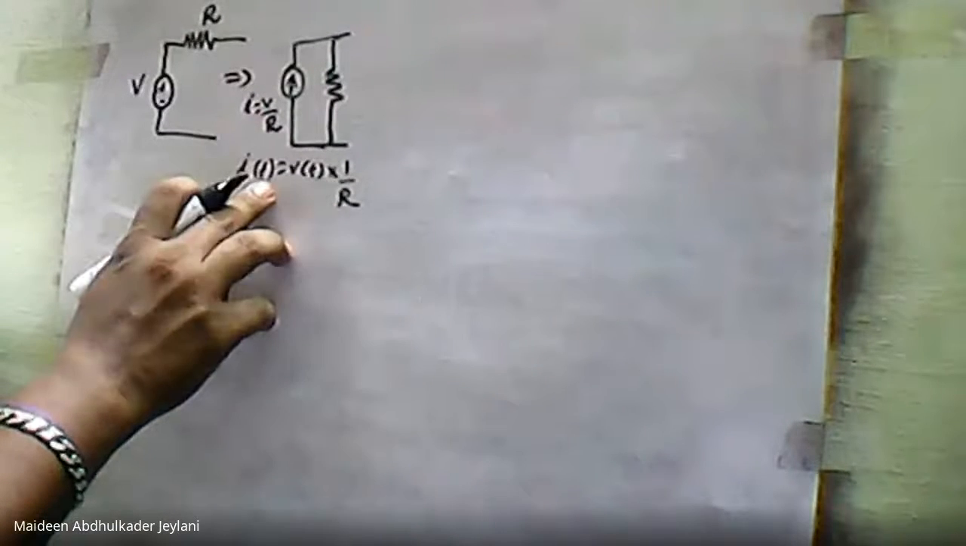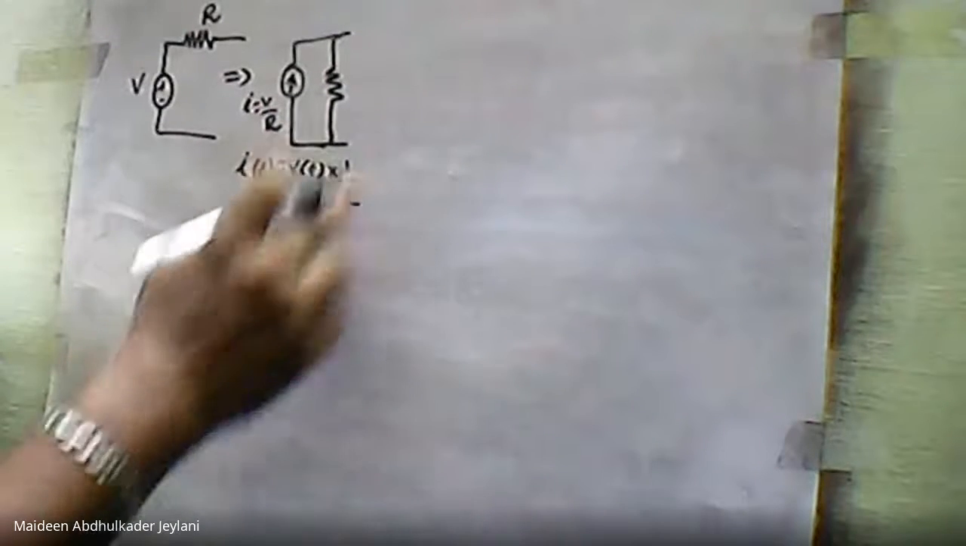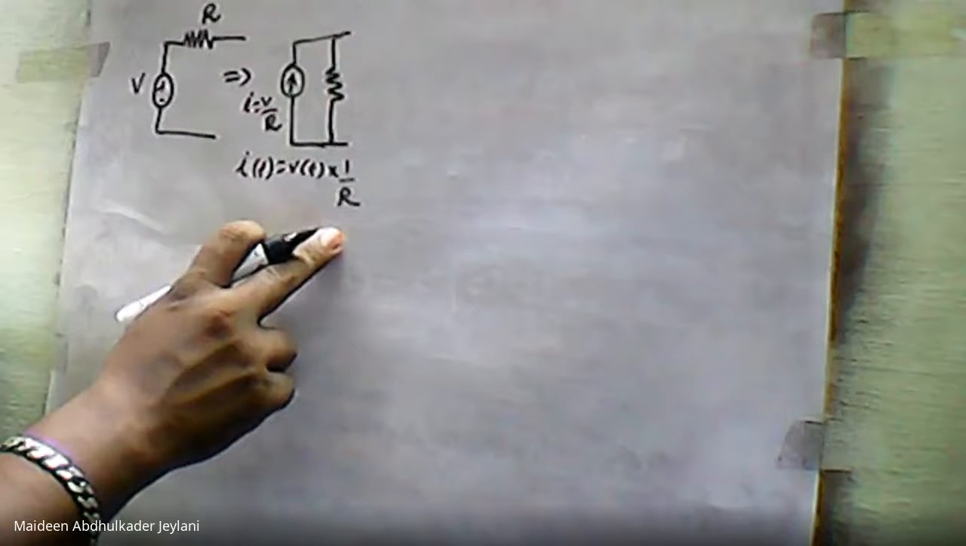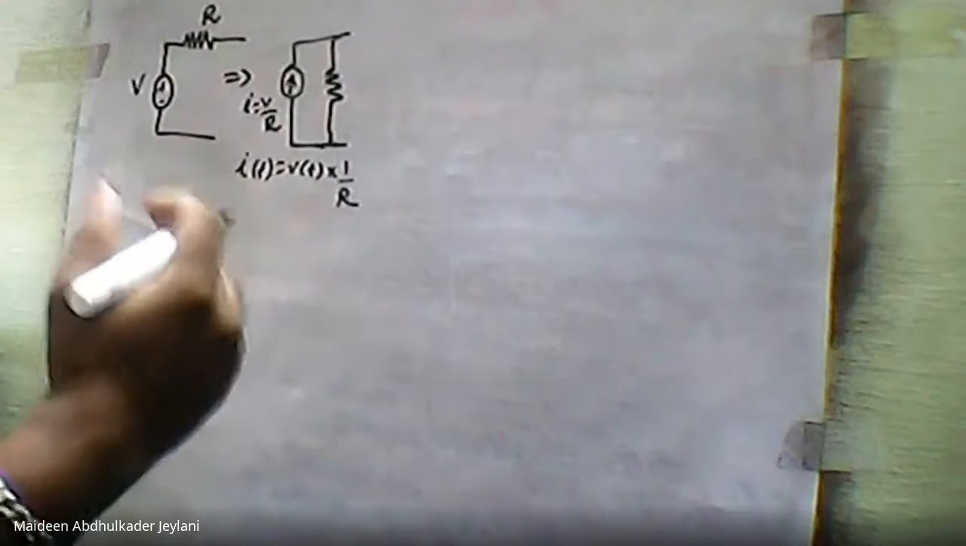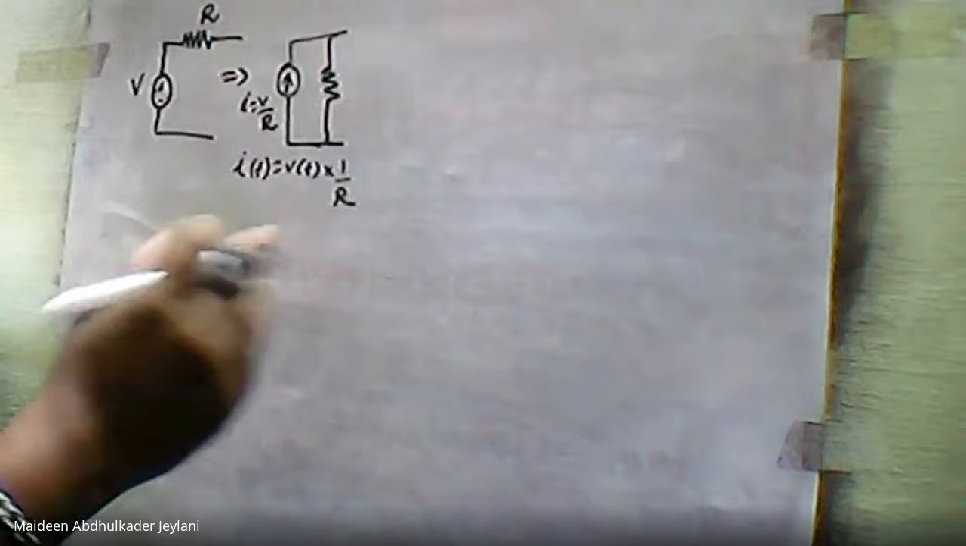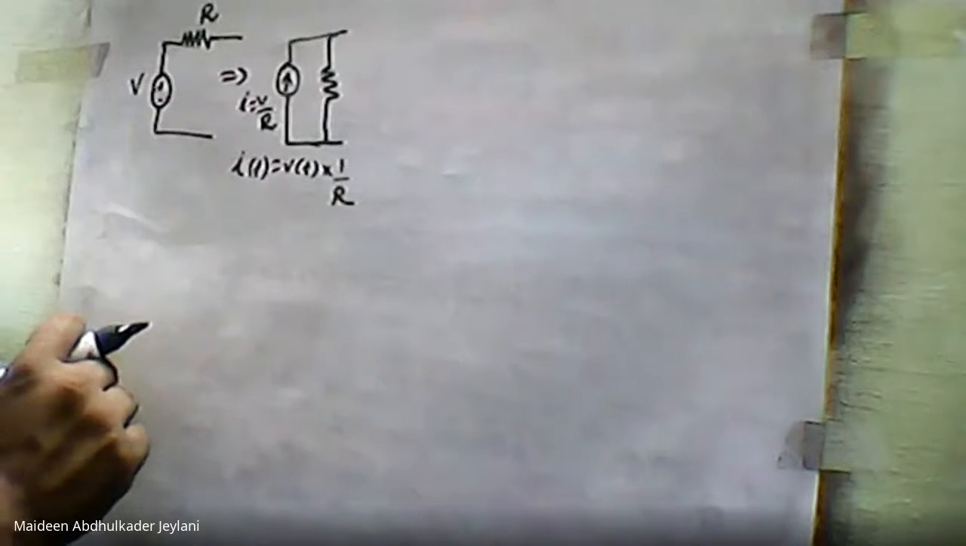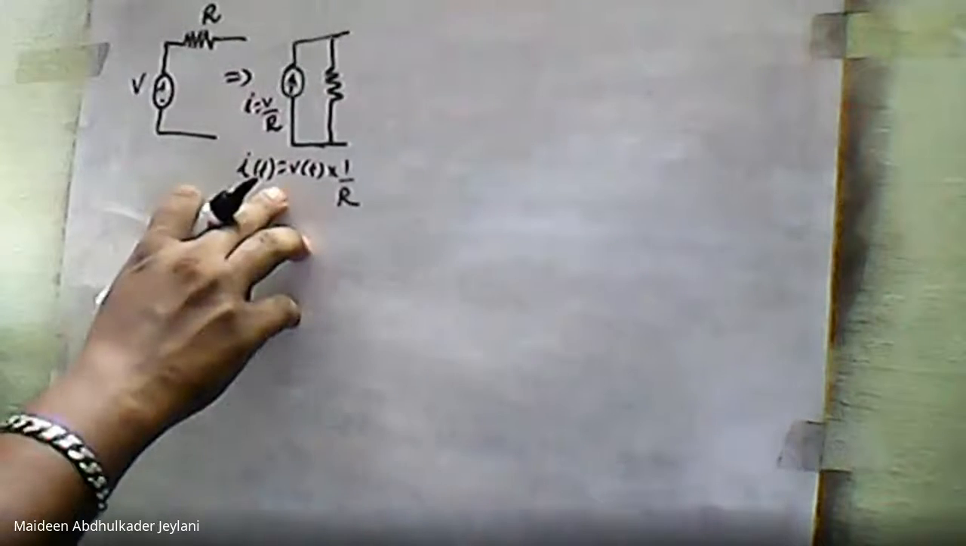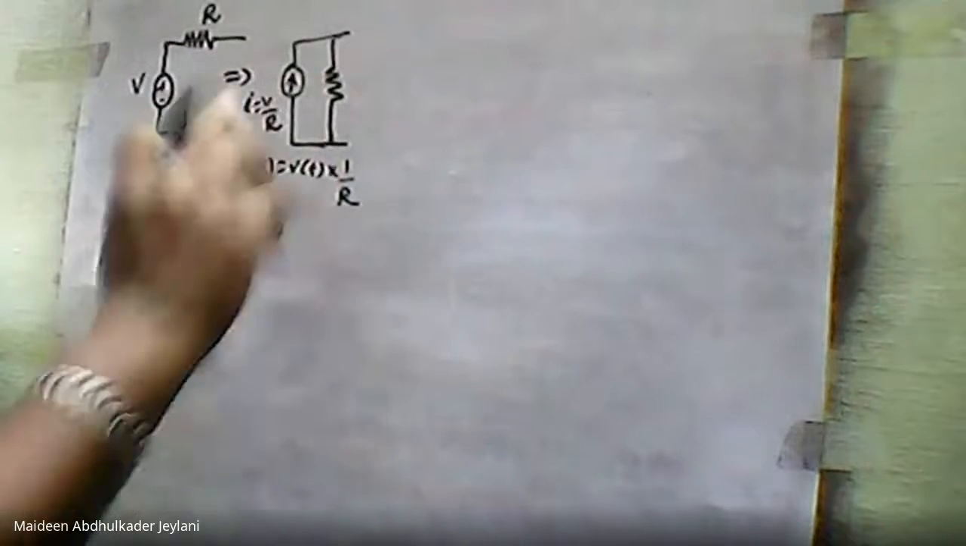Okay, I of t equal to V of t into 1 by R. Okay, 1 by R, which means the equivalent resistance of a parallel combination. Yes or no? So V of t into 1 by R, and vice versa.